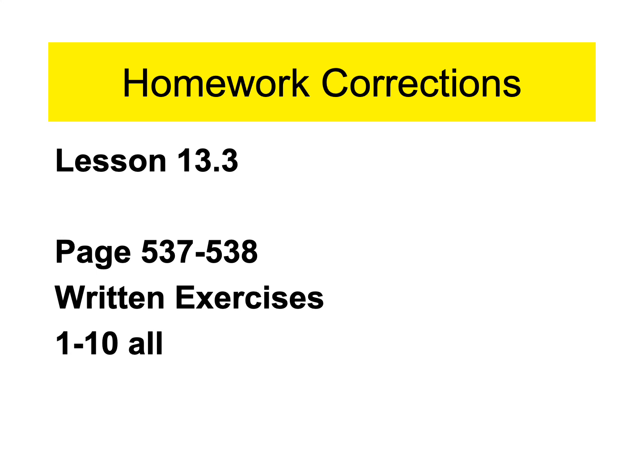Go ahead and get out your homework. So 1 through 10, all. It was basically calculating slope. All right, let's see. Number one had an A, B, and a C. So 1A is 2/3, B is 2/3, and C is -3/2.